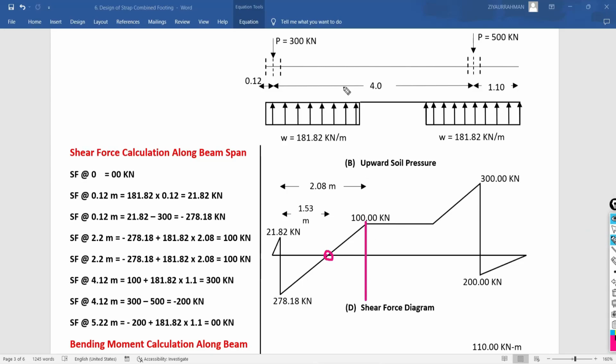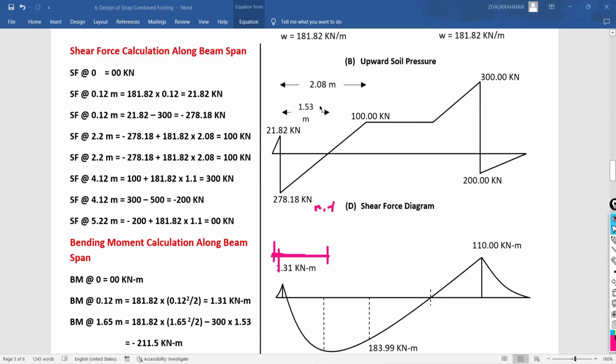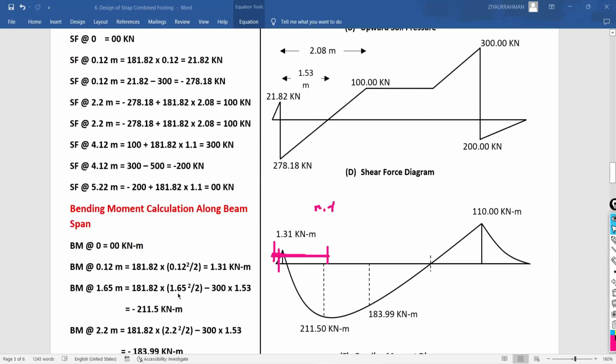Actually we know up to the edge it is 2.2 meter, and we also know that this is 0.12 meter, but we don't know how much this distance is. So we are going to do the calculation based on similarity of triangles. Based on similarity of triangles, we are getting this span as 1.53 meter. Now I am going to add 1.53 plus 0.12 to come up to the edge, because this full cantilever span I have to consider. If you add 1.53 plus 0.12, you are getting 1.65.